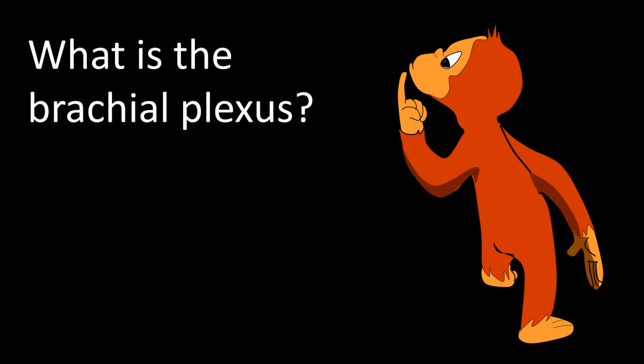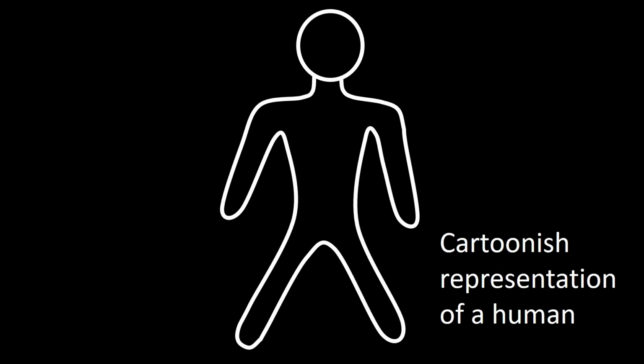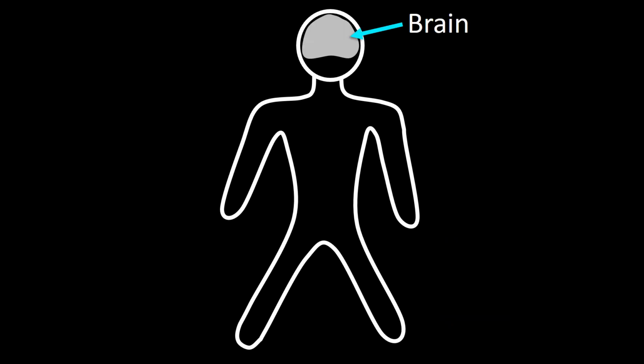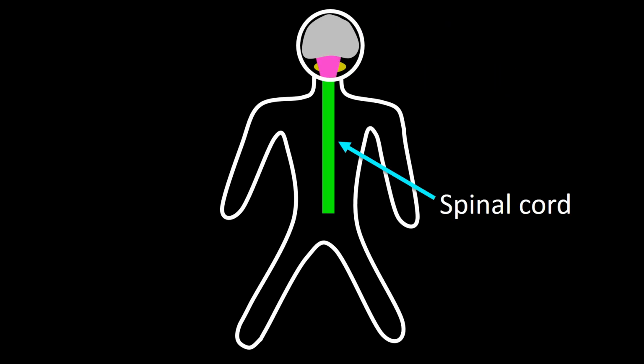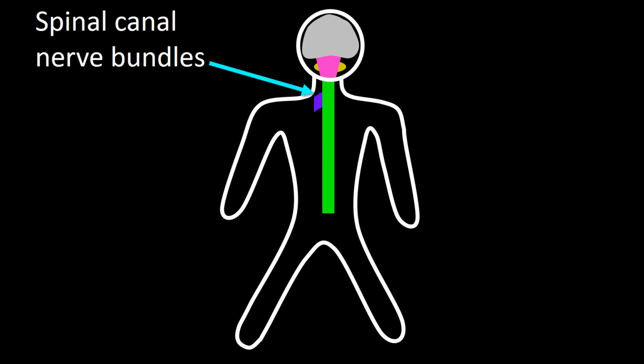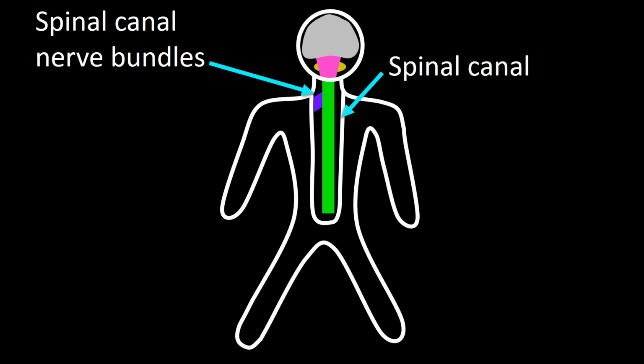The first question is, what is the brachial plexus? This is a cartoonish representation of a human. You can see the brain, the cerebellum, the brainstem, the spinal cord, the spinal canal nerve bundles. They are called spinal canal nerve bundles because they are nerve bundles within the spinal canal.